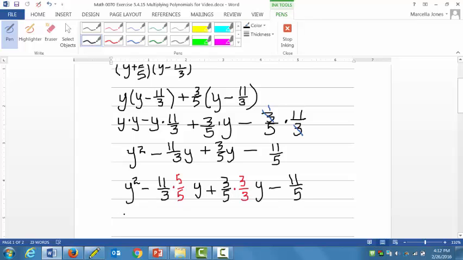So I have y squared minus 55 over 15y plus 9 over 15y. Notice numerator gets multiplied by numerator, denominator gets multiplied by denominator. Again, numerator times numerator, denominator times denominator. So plus 9 over 15y minus 11/5.